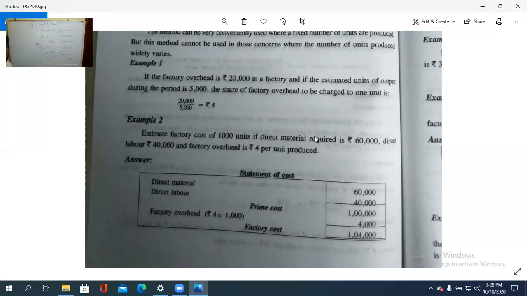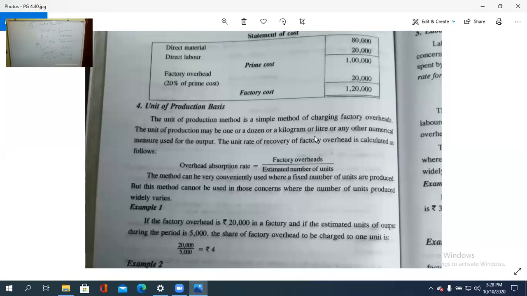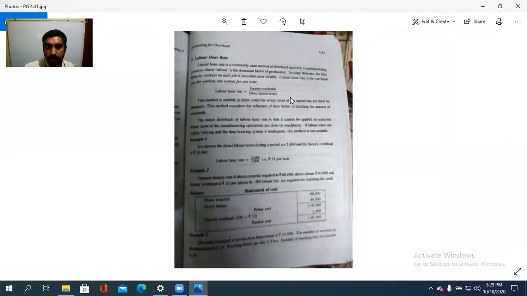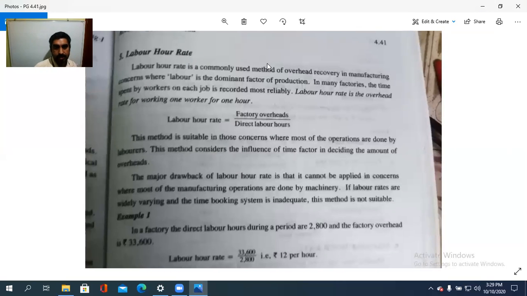Fourth one, unit of production basis, where the calculation is factory overhead divided by number of units produced. Next step. What is that? Labor hour rate. Labor hour rate is equal to factory overhead divided by direct labor hours.